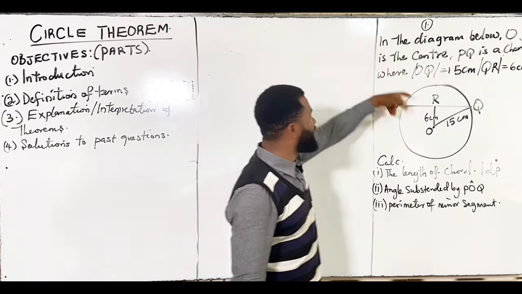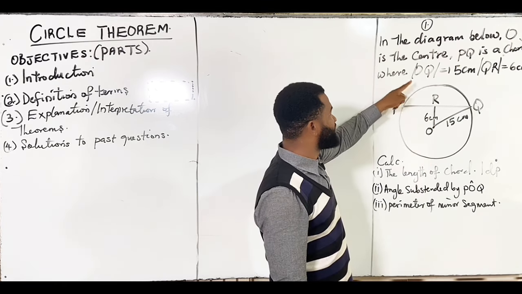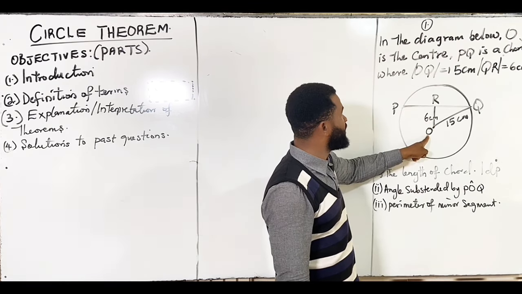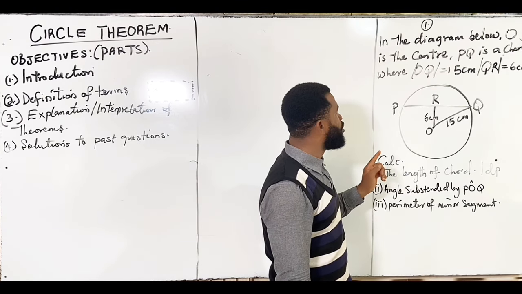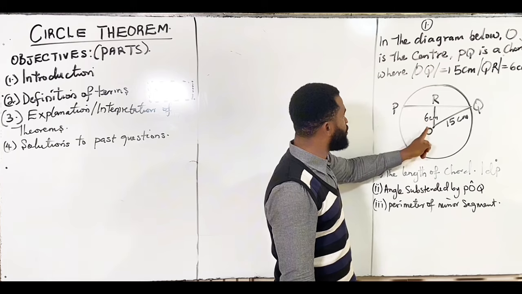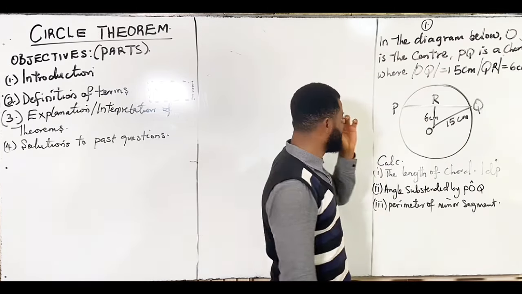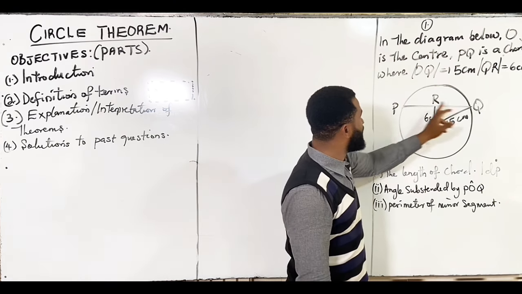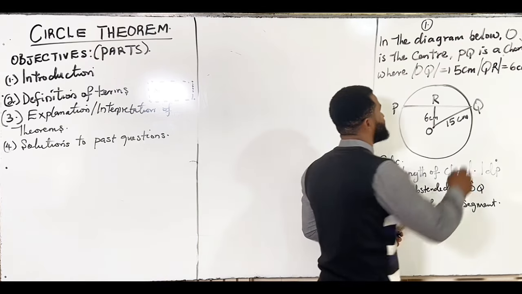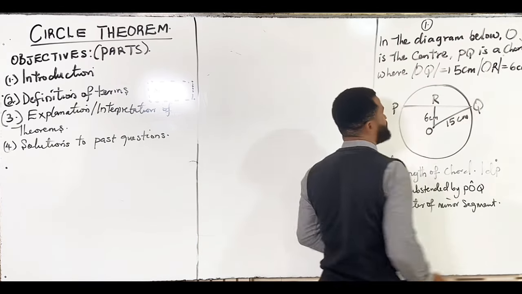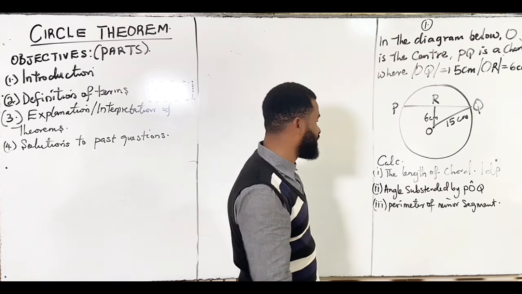Alright, this is the diagram below, which is a circle. O is the center. PQ, from P to Q, is a chord where OQ is 15 cm, that is the radius. OR is 6. It says calculate the length of the chord to the nearest 1 decimal place.